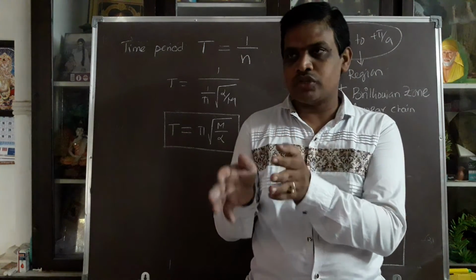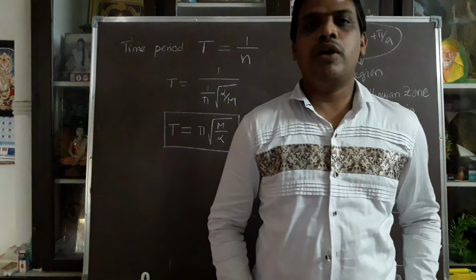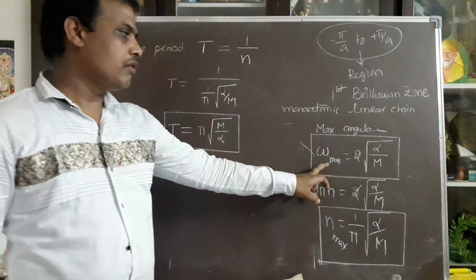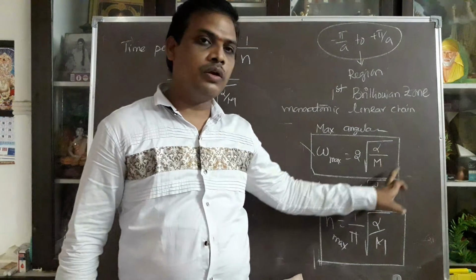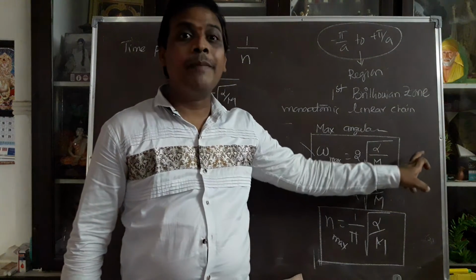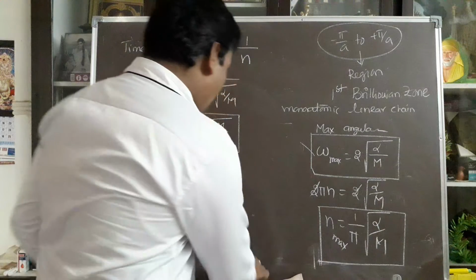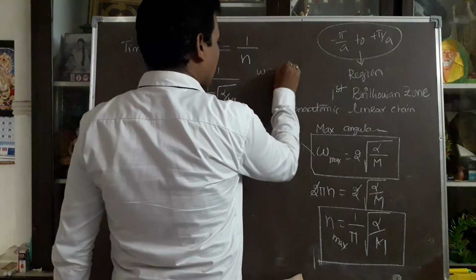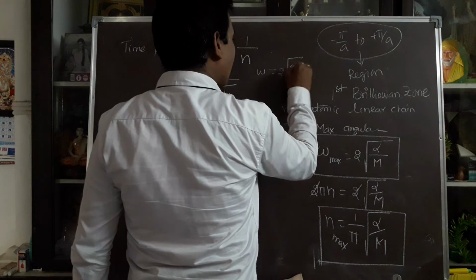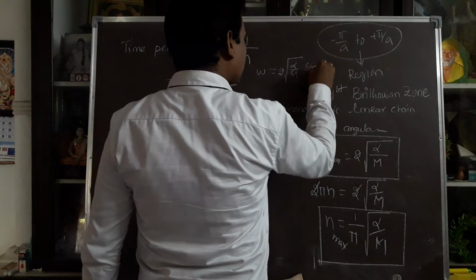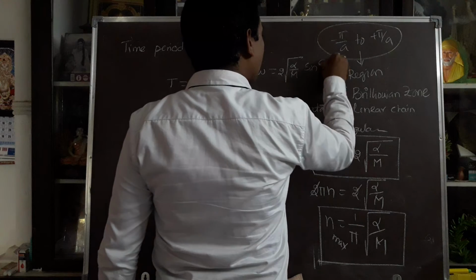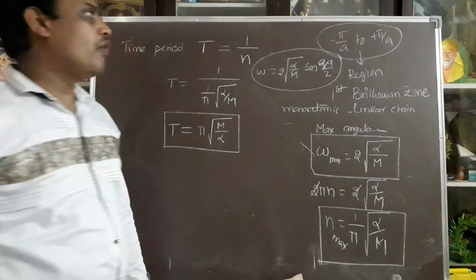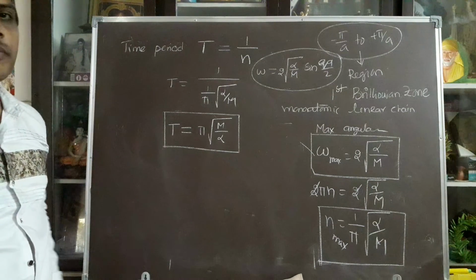According to simple harmonic motion, what is the angular frequency of the vibrating particle? The angular frequency of the vibrating particles can be taken as 2 into square root of alpha by m into sine of qa by 2. That is the actual angular frequency omega equal to 2 into square root of alpha by m into sine of qa by 2. This is the actual angular frequency of the vibration of lattices in a monoatomic lattice.